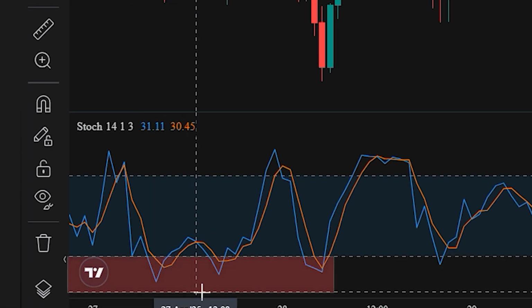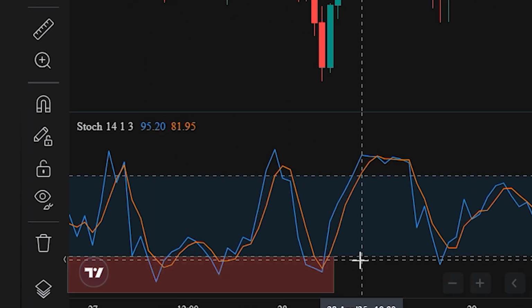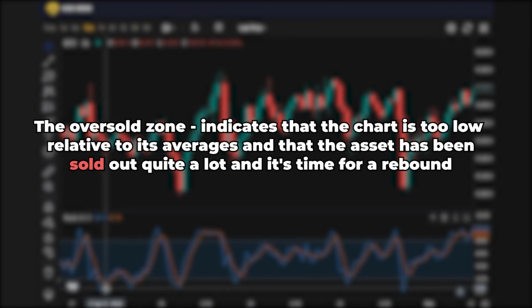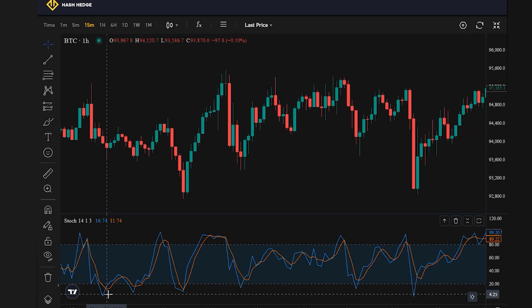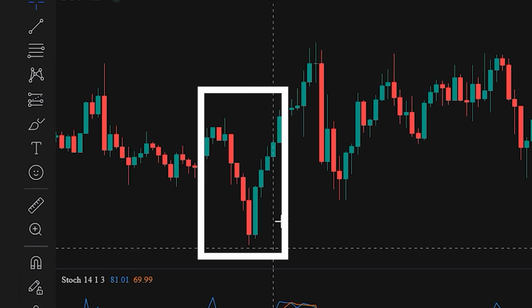And vice versa, the oversold zone, which is at the bottom, indicates that the chart is too low relative to its average values. This means that the asset has been sold off quite a bit, and it's about time for a rebound. Support will likely be coming soon, and this price will likely be good for someone to buy right now.